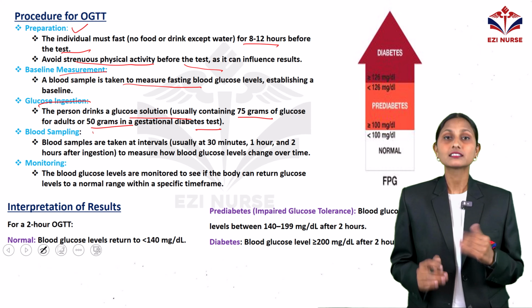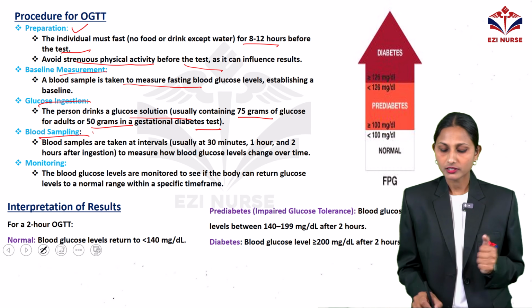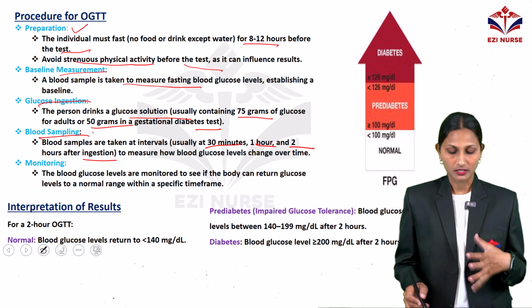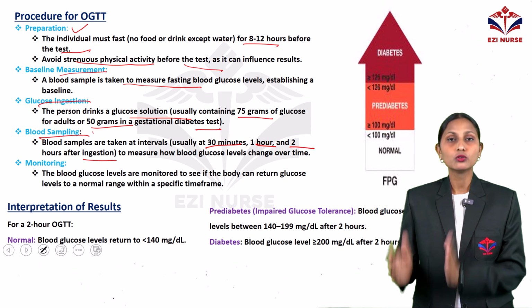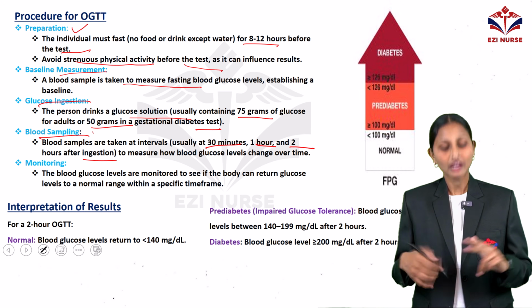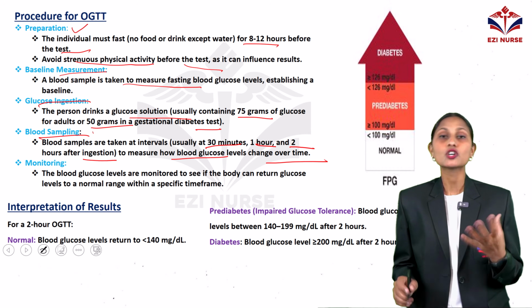Okay. Next, what will we do? We will take the blood sample again at 30 minutes, 1 hour, and 2 hours after the ingestion. We will see what the glucose level of that patient is after 30 minutes. After 1 hour we will check, and after 2 hours we will check again to measure how the blood glucose level is changing over time.